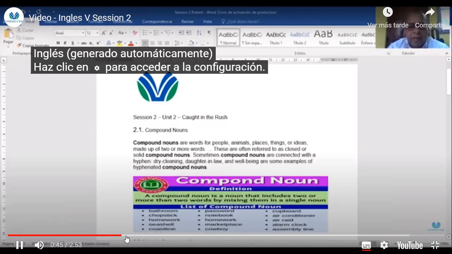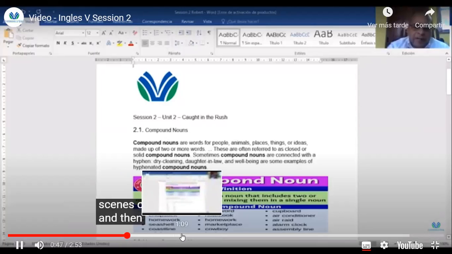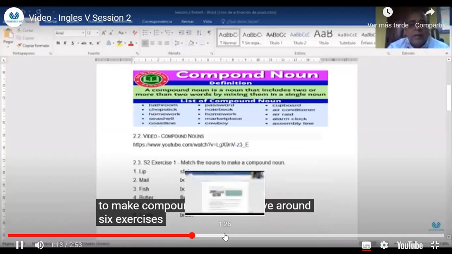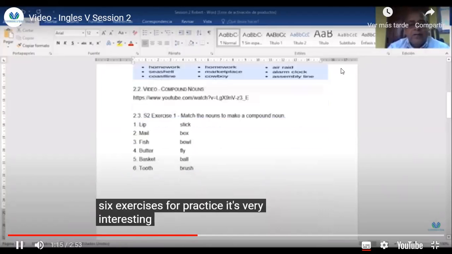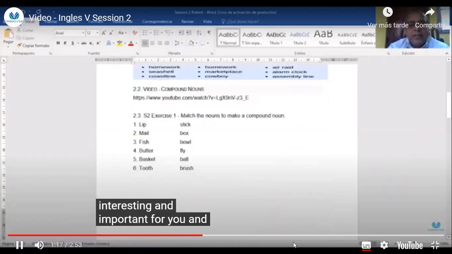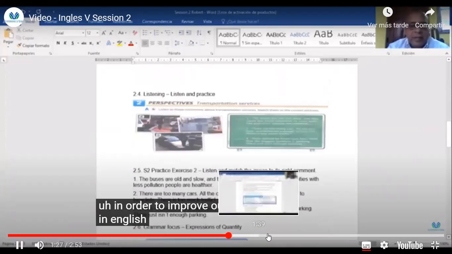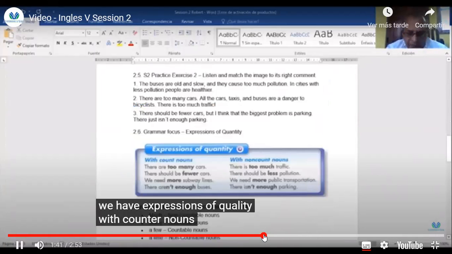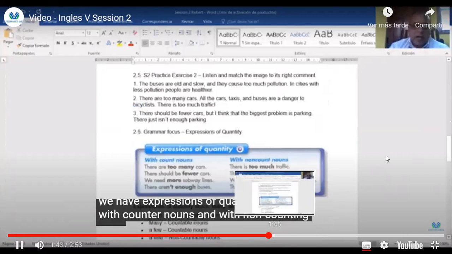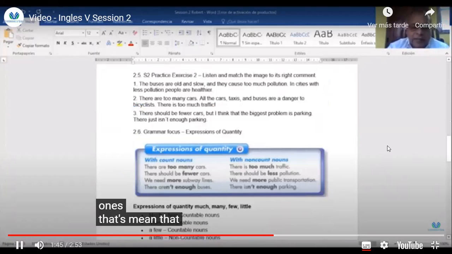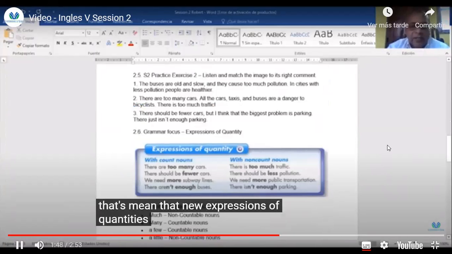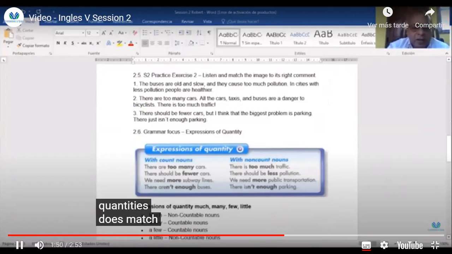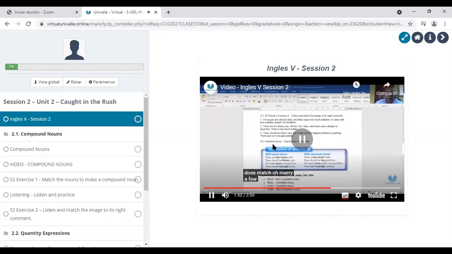And also we're going to be working on some exercises, and also on a listening part and expressions of quantity, right? We use those expressions to describe quantities in English. So that is our introductory video, okay?